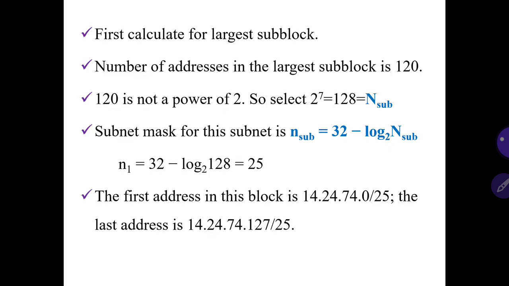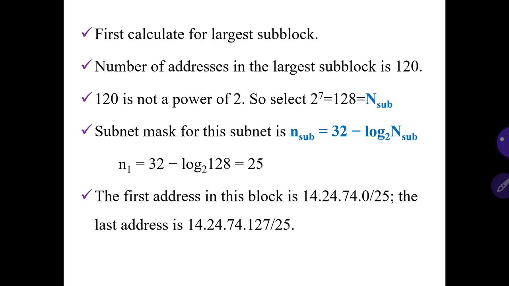To satisfy the requirement, we assign addresses to subblocks starting with the largest and ending with the smallest one. First, calculate the largest subblock. The number of addresses in the largest subblock is 120. Since 120 is not a power of 2, select 2 to the power of 7, which is 128. The subnet mask for this network, n sub is equal to 32 minus log 2 n sub, so n1 is equal to 32 minus log 2 128, and 25 is the mask value.